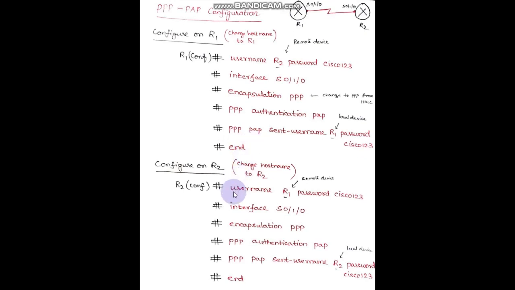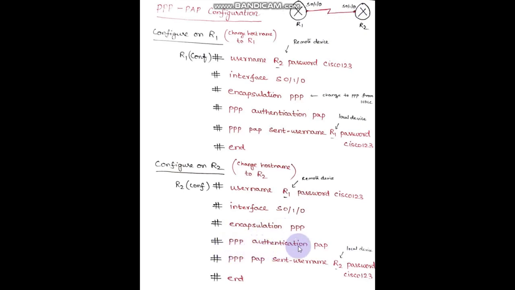Similarly, I am going to do the same thing on R2 also. Username here instead of R2, previously I have given R2 because from R1, R2 is a remote router. Now from R2, R1 is a remote router. So I have to give R1 here. Password is the same, and for the interface you have to give this number. Here also I have taken S0/1/0, and encapsulation PPP.